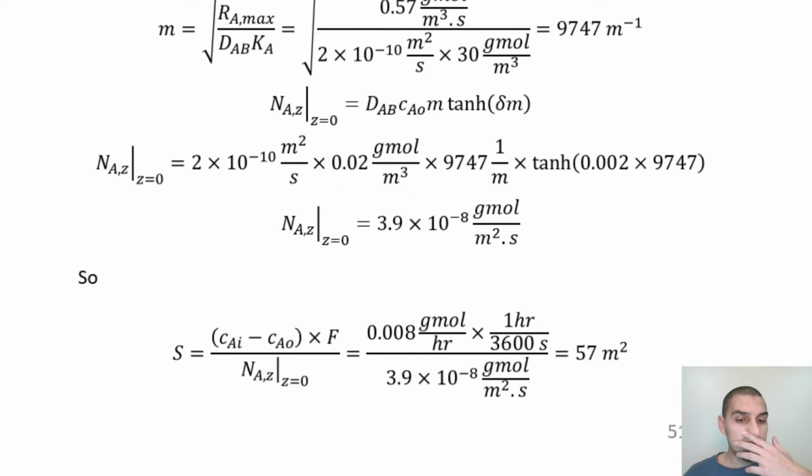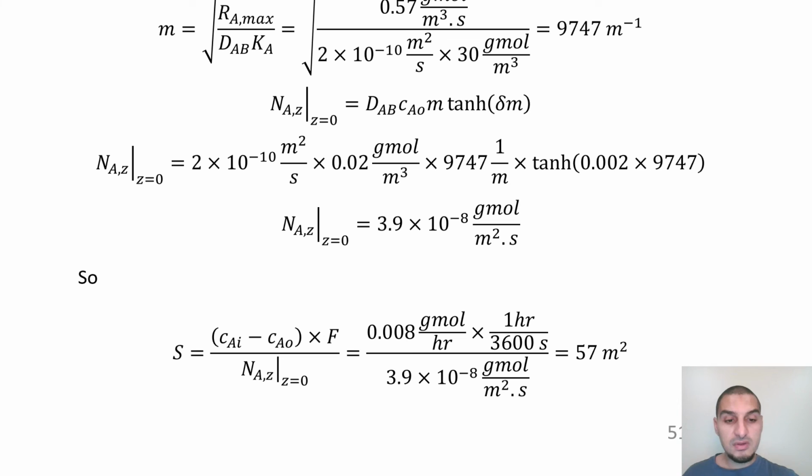and finally calculate the surface area by using the formula that we mentioned in the strategy of solution, which is the rate divided by the flux, which is 0.008 divided by 3600 s, because I want to make sure that units are homogeneous. So either convert this from gram mole per hour to gram mole per second by dividing by 3600, or convert the denominator into hour by multiplying the denominator by 3600. They're both going to give the same result, which is 57 meters square. So this is the total surface area.